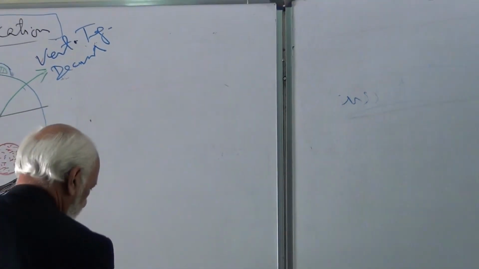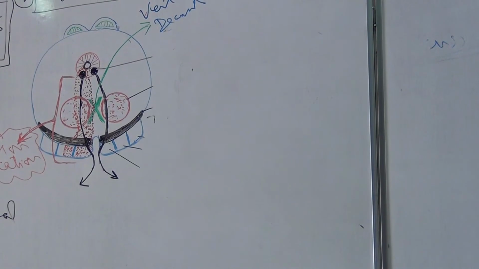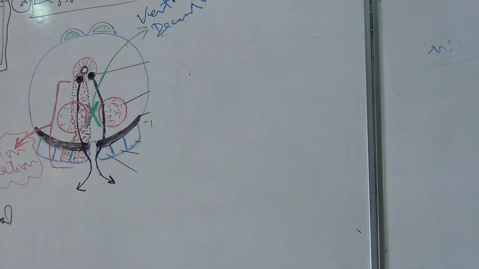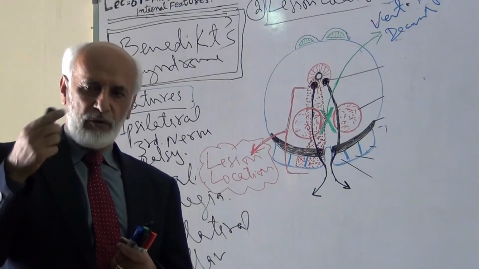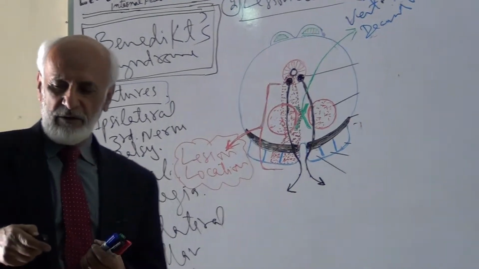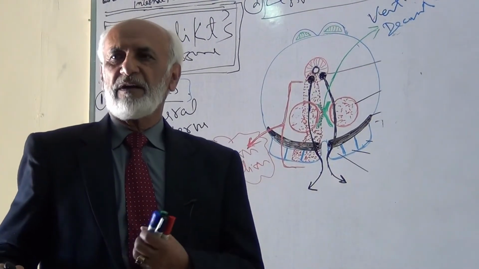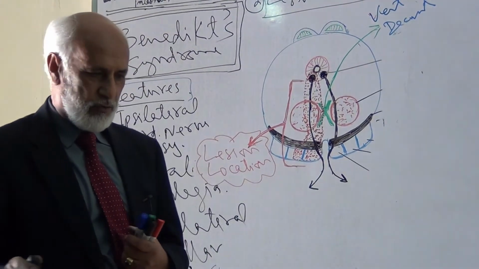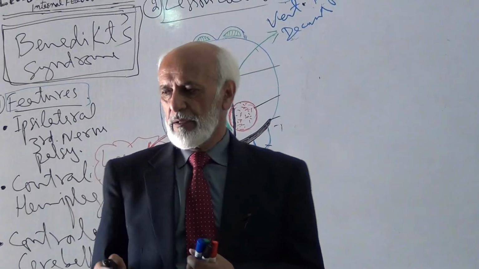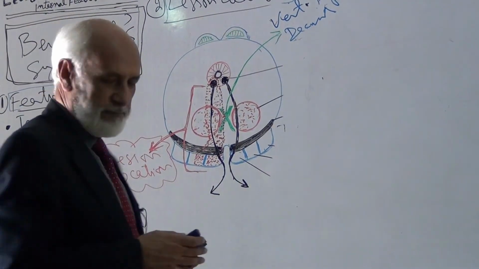So thus, if there is a lesion of the ventral tegmental decussation and the red nucleus, because the red nucleus is part of the extrapyramidal system and maintains body posture, muscle tone and coordination. So a lesion of the red nucleus and ventral tegmental decussation will disturb muscle coordination, muscle tone, coordination of the body movements and body posture.